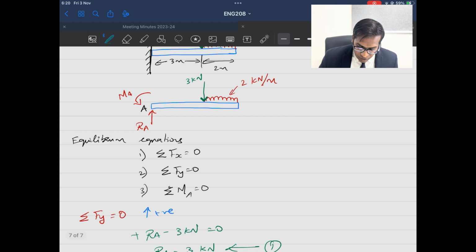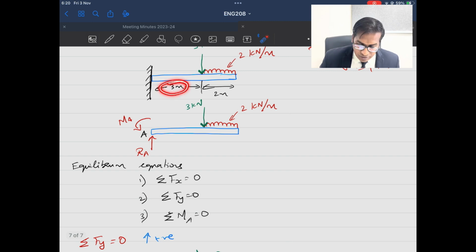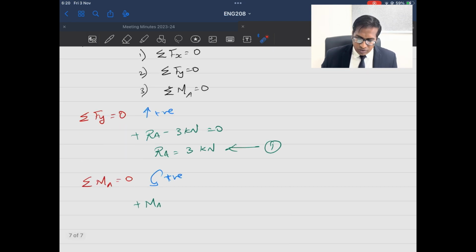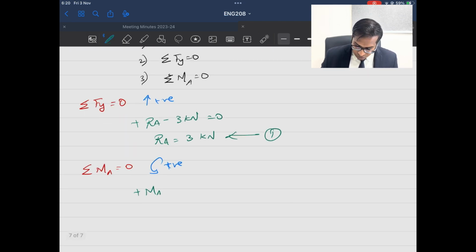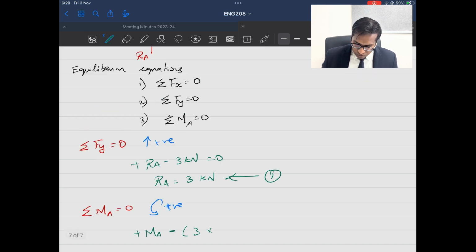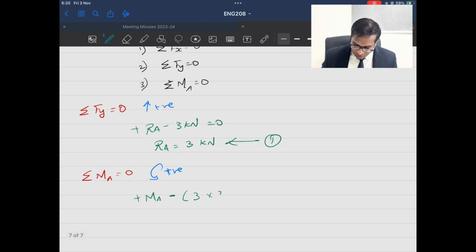Now we have to look for other forces. As I said, RA will not cause any moment, so I will not consider that. Now I have two other forces apart from RA. So 3 kilonewton acting at a distance of 3 meter. If I apply 3 kilonewton, my body will rotate clockwise, so I will take this as negative. So minus 3 into, what is the distance? 3, so 3 into 3.